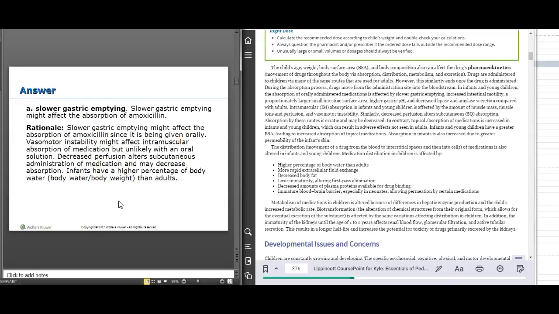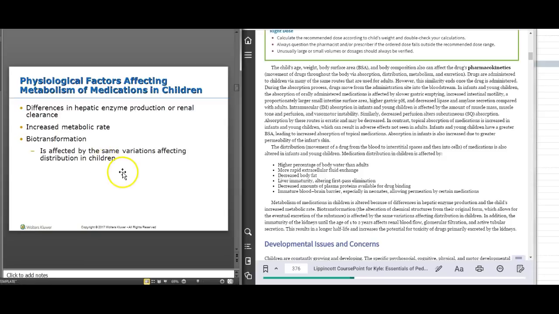Since everything empties a little bit slower, it might affect the absorption of amoxicillin. Now, fortunately, we take that into consideration when we prescribe it. So, again, based on body weight, based on the fact that they can empty things slower out of their gut, they adjust for the doses on those. All right, we talked about increased metabolic rate. Kids have an awesome metabolism, so things might get metabolized a little faster.